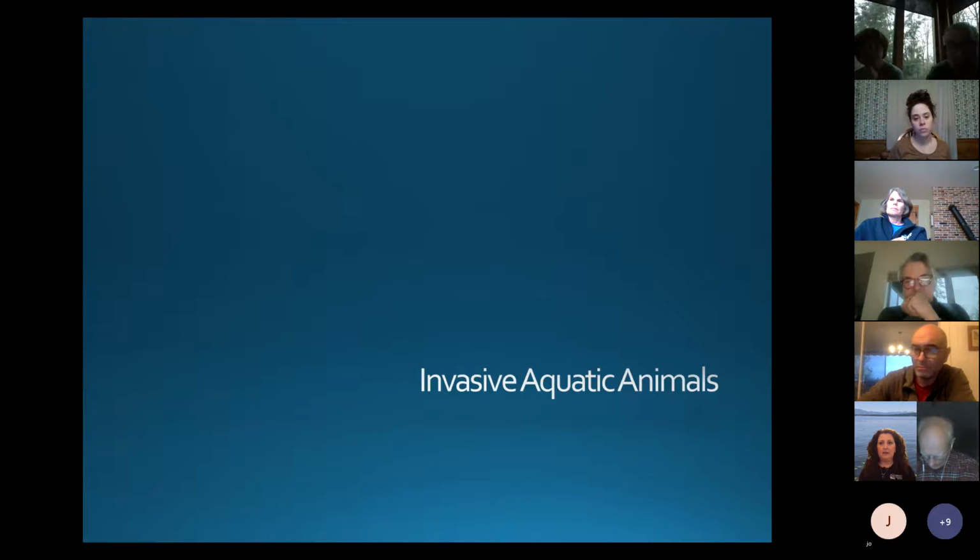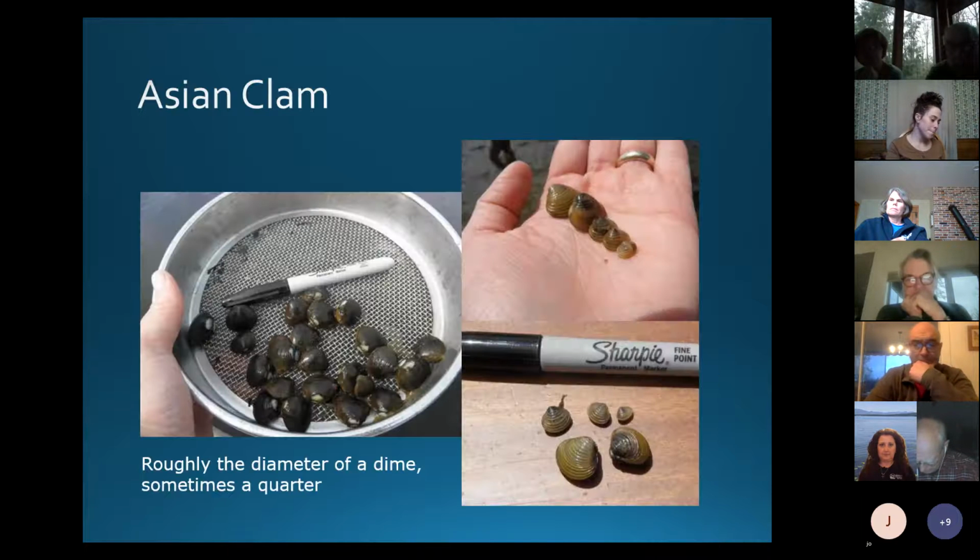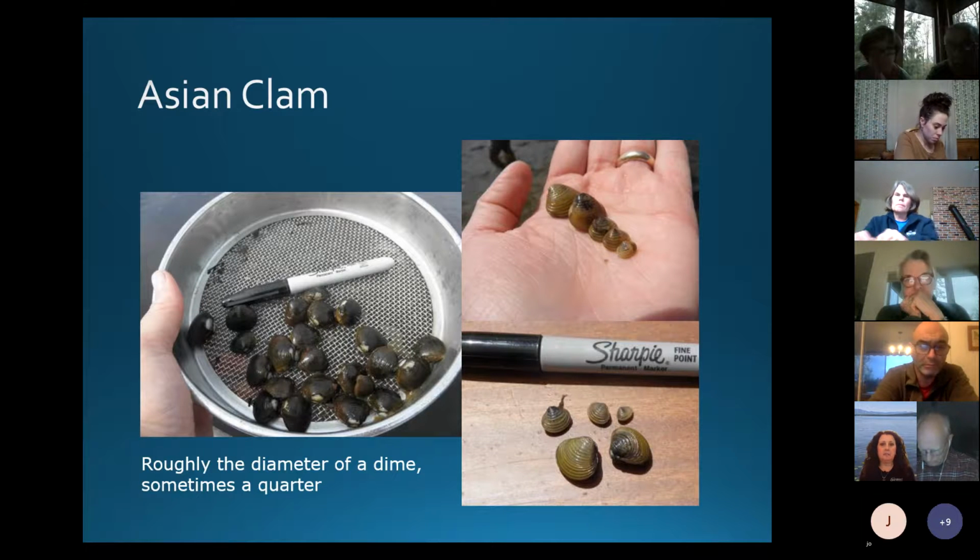All right, going into some invasive aquatic animals. The first one is the Asian clam. Now, this one is in about 8 water bodies in New Hampshire, and it's not really near you guys yet, but because a lot of you have areas of your water bodies that are fairly sandy, this Asian clam likes sandy soils. So it is one to keep an eye out for.